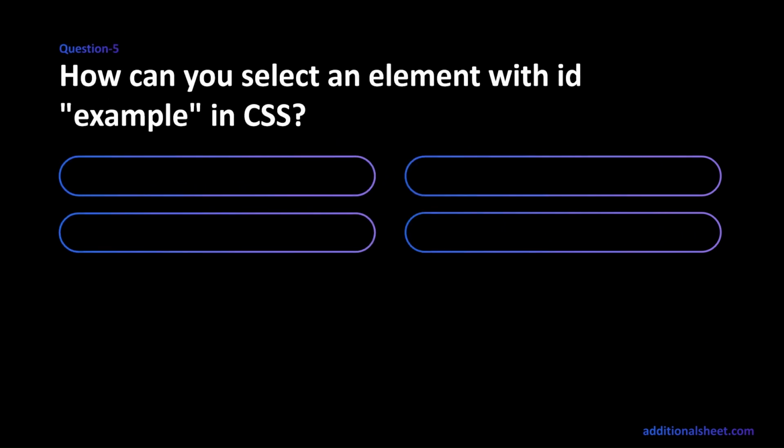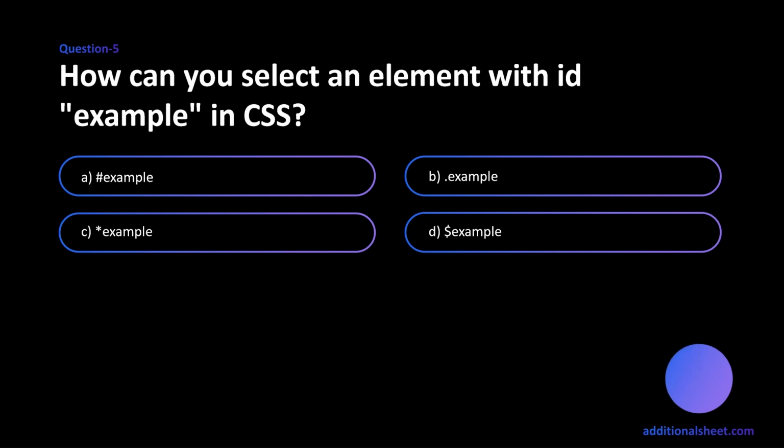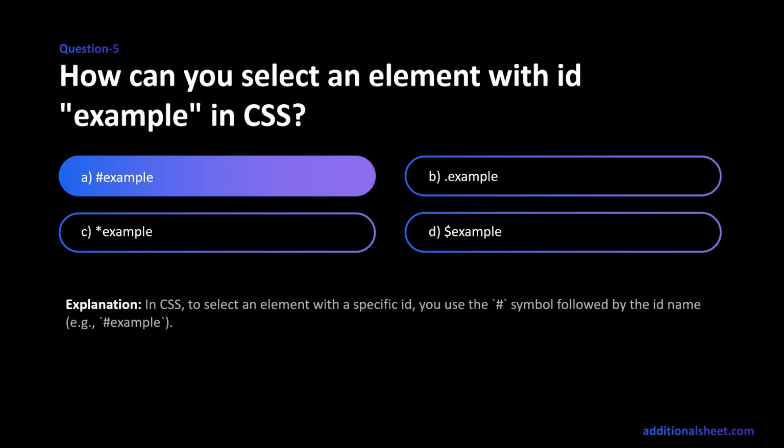Q5. How can you select an element with ID example in CSS? Options are A. Hashtag example, B. Dot example, C. Asterisk example, D. Dollar example. Correct answer is option A. In CSS, to select an element with a specific ID, you use the hashtag symbol followed by the ID name.